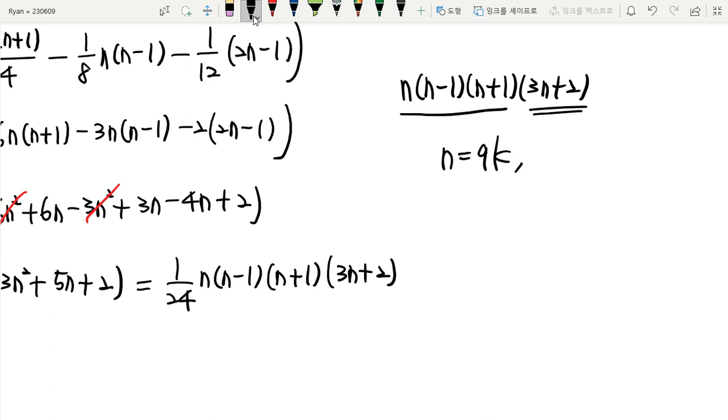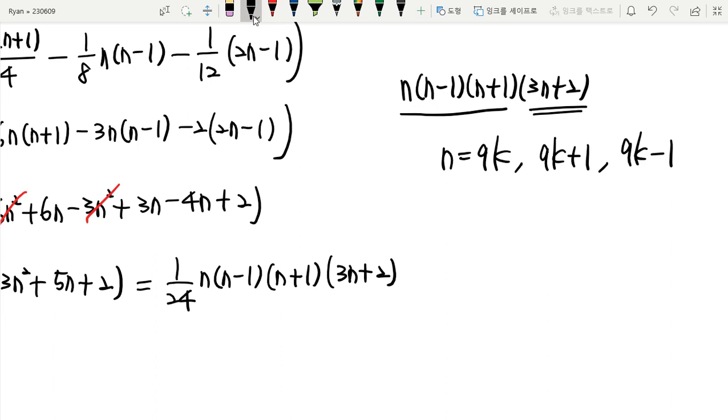Or when n is 9k plus 1. In such case, we can make the second number n minus 1 a multiple of 9. Or the third case is when n is 9k minus 1. In such case, n plus 1 is a multiple of 9. So in these 3 cases, we can make the product a multiple of 9.